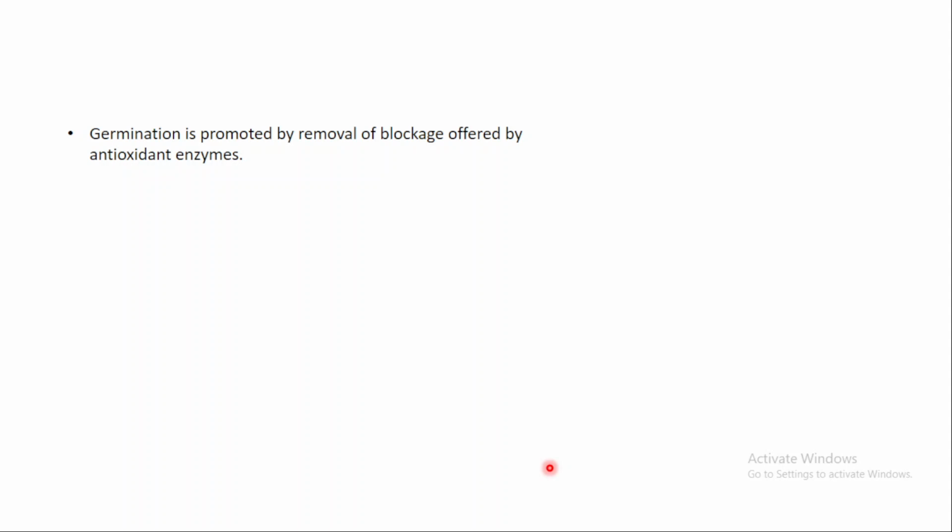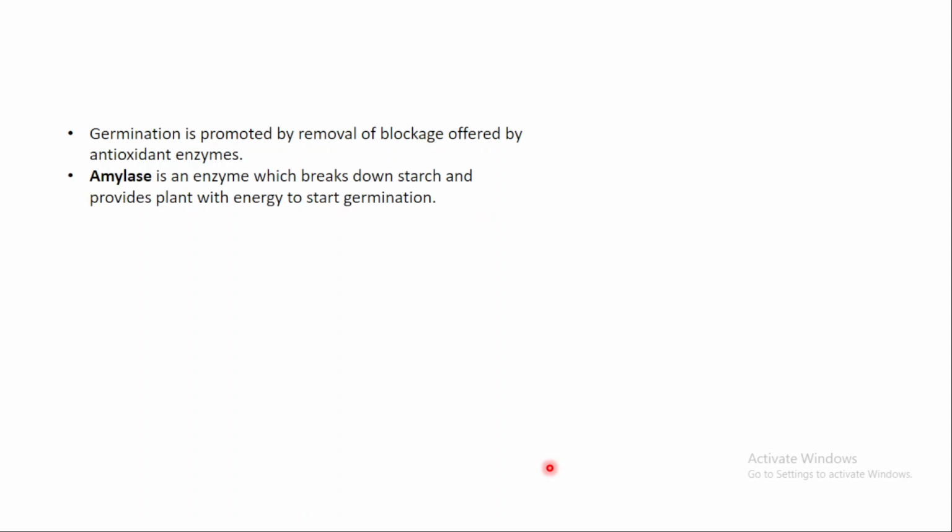Germination is promoted by removal of blockage offered by antioxidant enzymes. This is the exact statement that Professor Mainak Das mentioned in one of his lectures, I think week 5, lecture number 3, where he was mentioning use of other nanoparticles other than iron pyrite. Germination is promoted by the removal of blockage offered by antioxidant enzymes. So, in a germinating seed or a cotyledon, antioxidant enzymes are the ones which provide a block so that the seed cannot germinate.